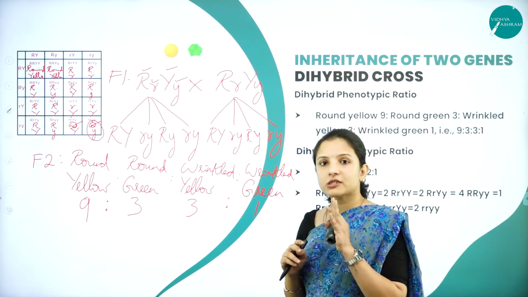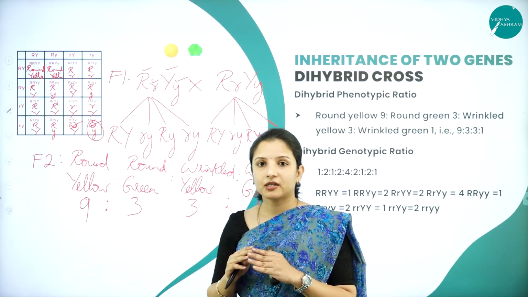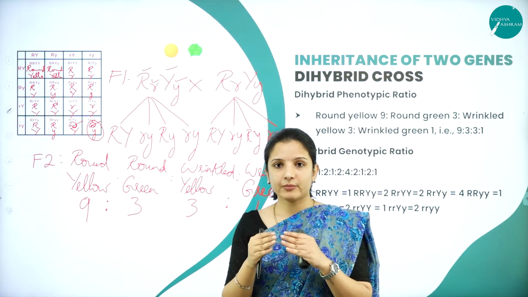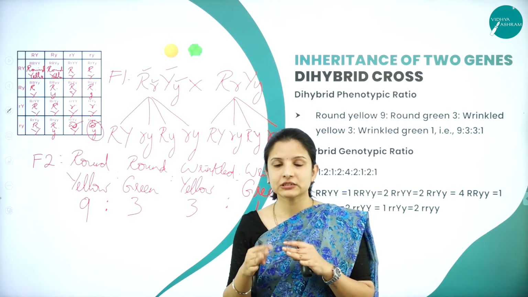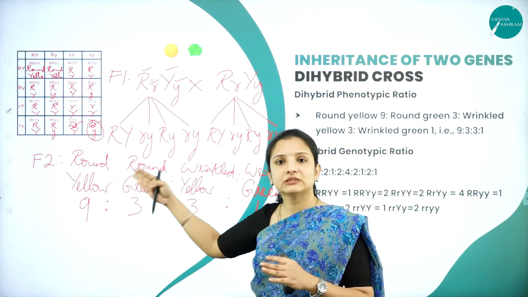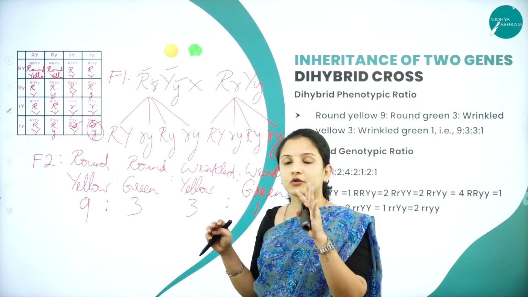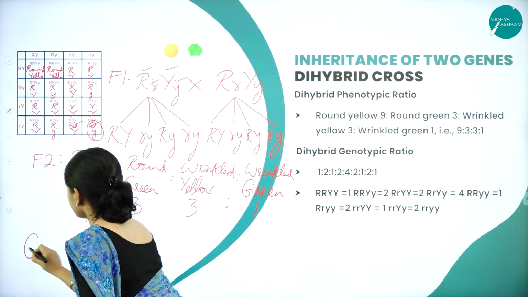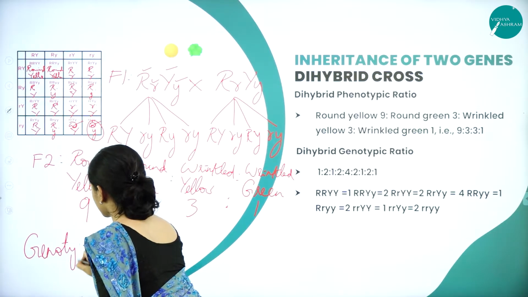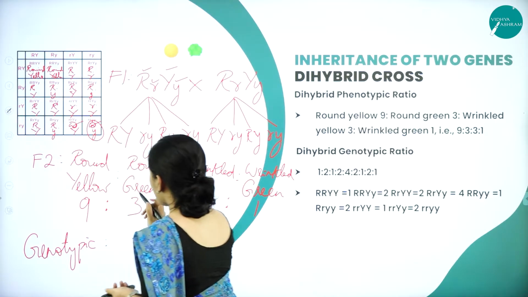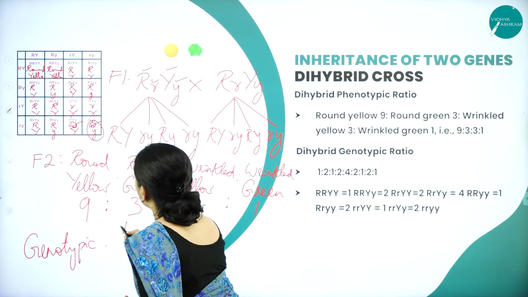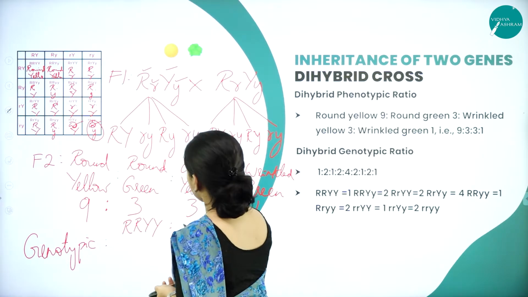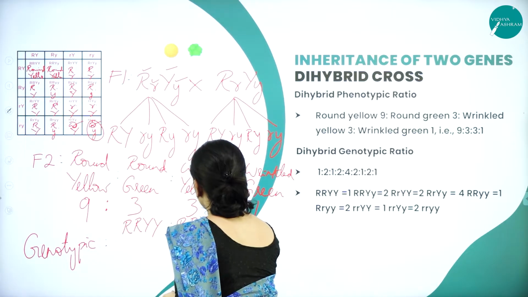Now we will move on to the genotypic ratio. The genotypic ratio is nothing but, in a particular gamete, in the F2 generation, what are the gametes that contain the alleles or the genes which are responsible for the production of these different colors of seeds and shapes of seeds? So we'll concentrate on the genotypic. This was the phenotypic. In the genotypic ratio, we shall see how many RR YY are there? How many RR YY are there?